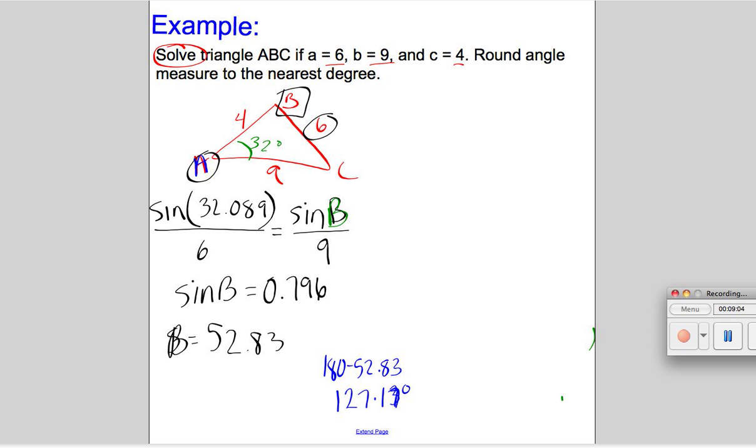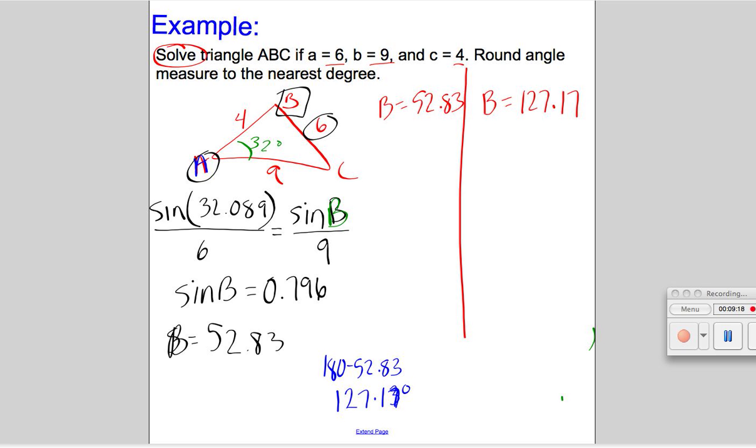So what I'm going to do here is branch off into two potential answers. One answer is that angle B is 52.83. And the other answer is that angle B is 127.17. Now I can't simply say that there are two triangles that might exist here because there is literally only one. I have the 3 sides. So how am I going to know which one's right? Well, I'm going to pick one of them and solve for angle C using a similar strategy, the law of sines again, and see which answer makes sense.